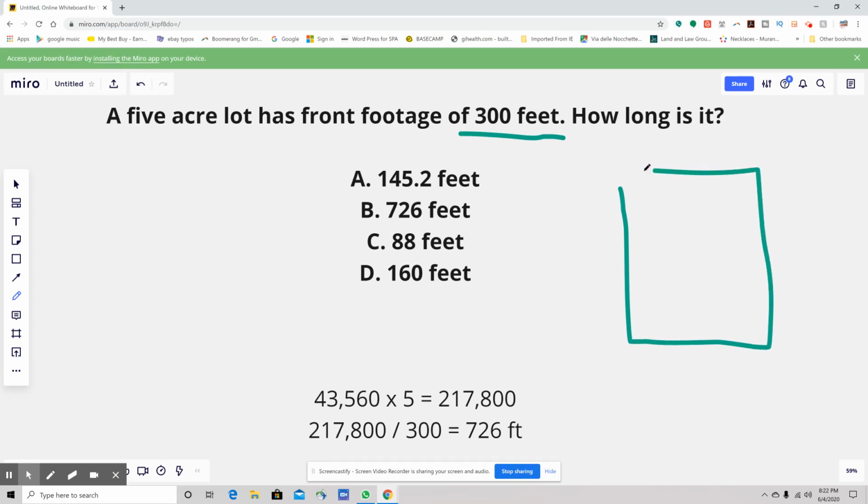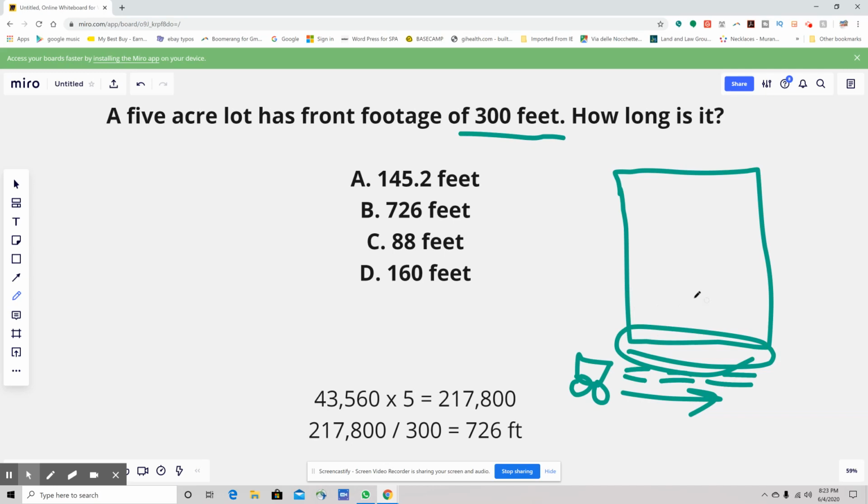If we're taking a lot, front footage, if this was the street, I'm drawing a little double yellow line. This is the street with a little car. We'll put little wheels on it. Boom, it's going that way. The front footage is always the one closest to the street. So this right here would be our front footage, so that would be 300 feet.